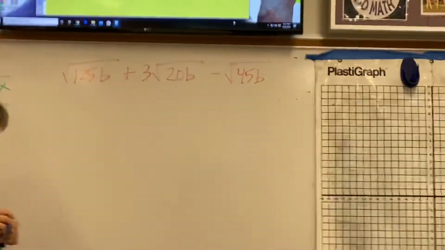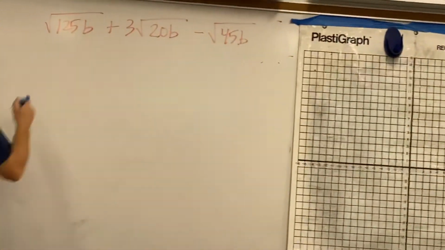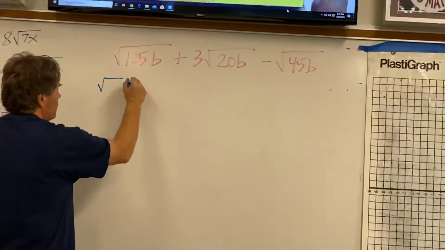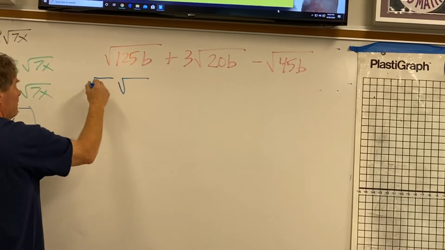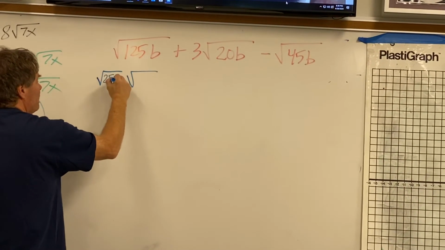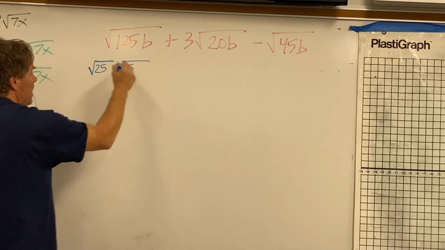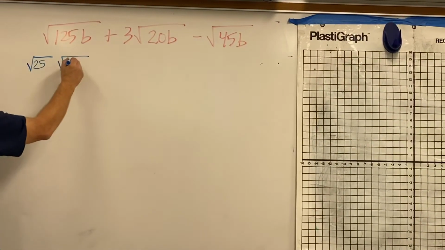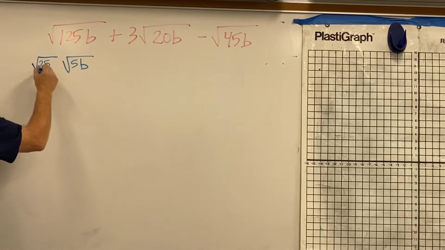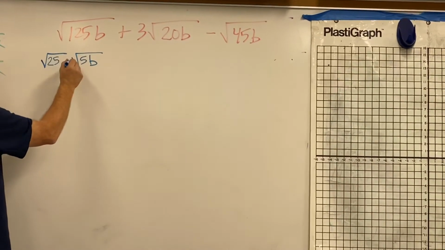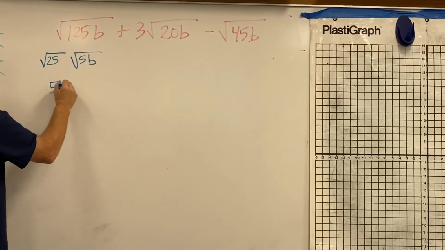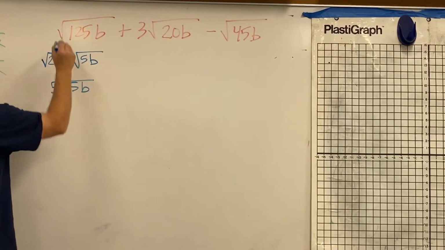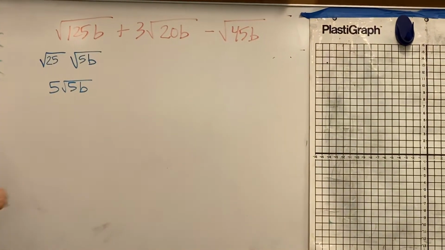We're going to do some pretty and some ugly right here. Root pretty, root ugly. What's pretty about 125? How about 25? What's ugly? 5, right? 25 times 5. What's pretty about b? Nothing. So this thing's going to simplify to root 25 is 5 root 5b. That's what this guy simplifies to, okay?